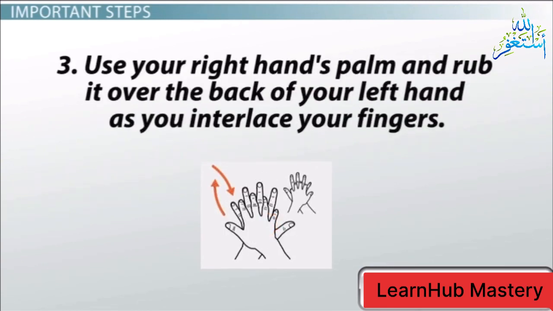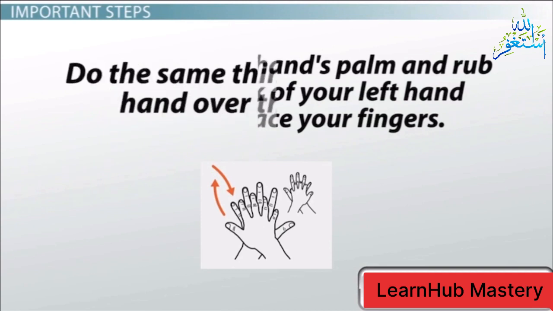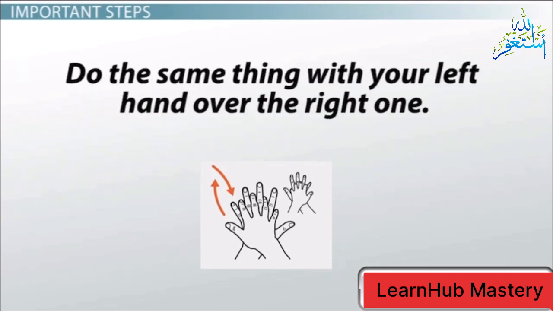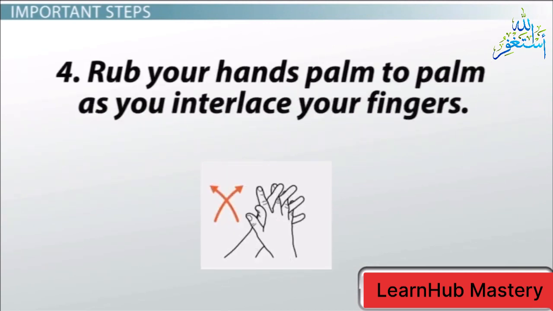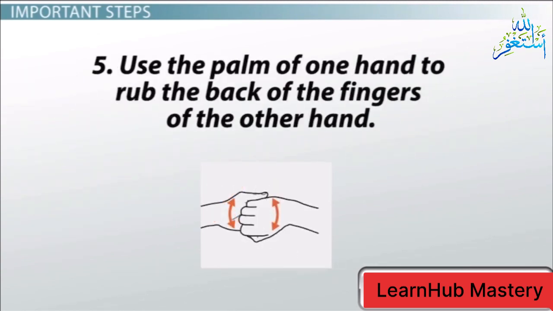Step 3. Use your right hand's palm and rub it over the back of your left hand as you interlace your fingers. Do the same thing with your left hand over the right one. Step 4. Rub your hands palm to palm as you interlace your fingers. Step 5. Use the palm of one hand to rub the back of the fingers of the other hand, as shown on the screen. Step 6.